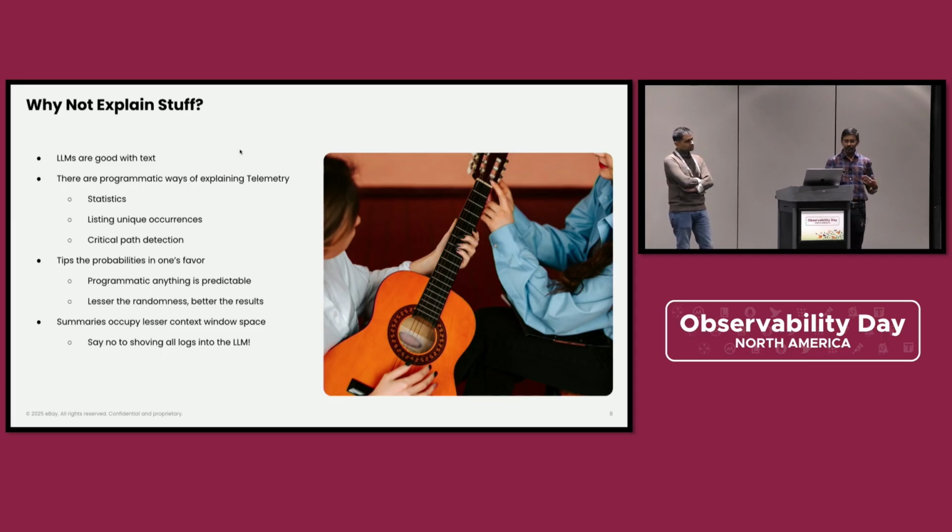And the other one is, how can we tip the probability in our favor? Again, programmatically doing something is predictable. There are no probabilities of what the LLM might do at that point. You are not leaving it to chance of the quality of your prompt. And if there is less randomness, lesser involvement of the LLM in some of these things, the higher the chance of you getting better results. And the other thing was, instead of trying to shove everything into the LLM, generate summaries for smaller things and then give the summaries, because that might occupy lesser context window.